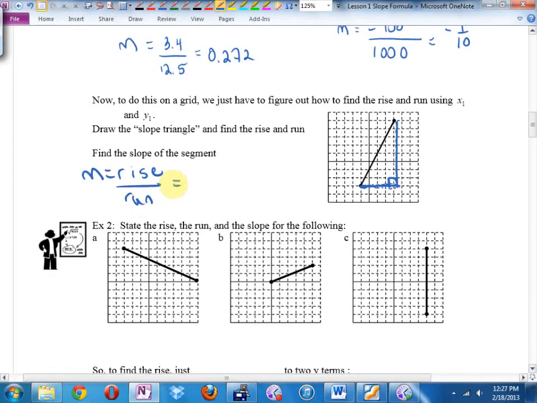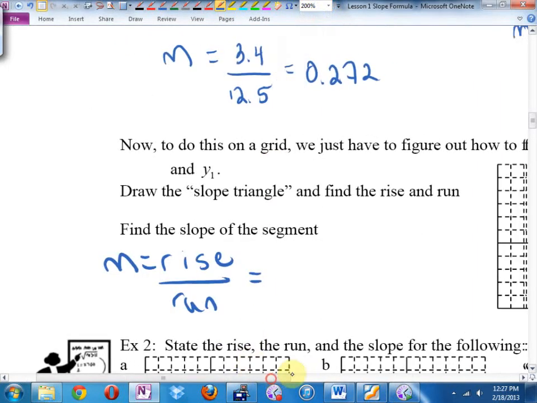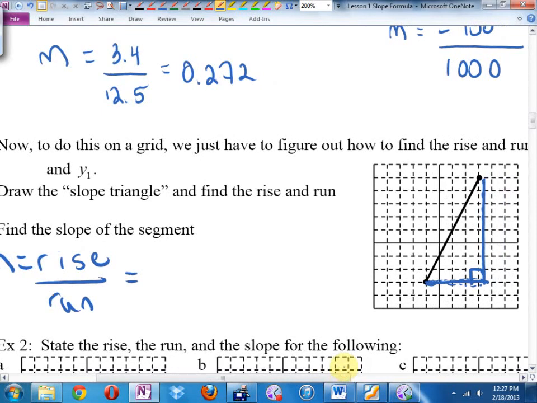First of all, positive or negative, and how do you know? Positive, uphill. What's the rise? Well, because I drew this triangle, it makes it much easier. Why don't I zoom in? I get it all on there? Sure can. Now I can go, the rise is 1, 2, 3, 4, 5, 6, 7, 8. What's the run? 1, 2, 3, 4.